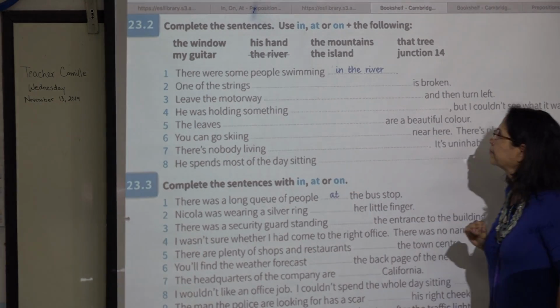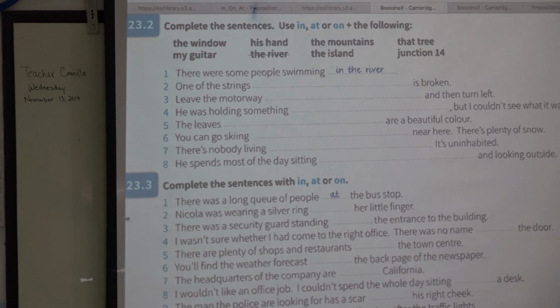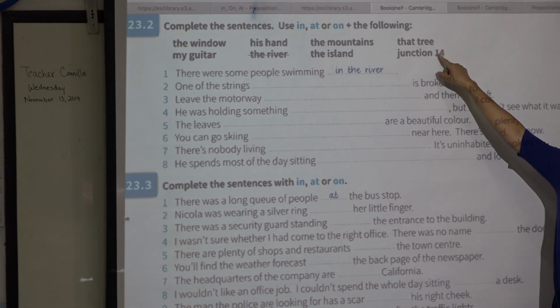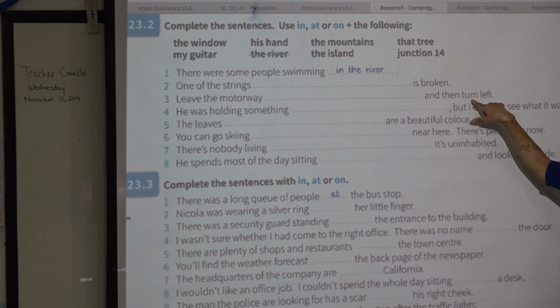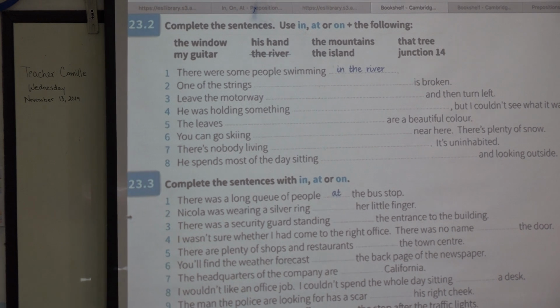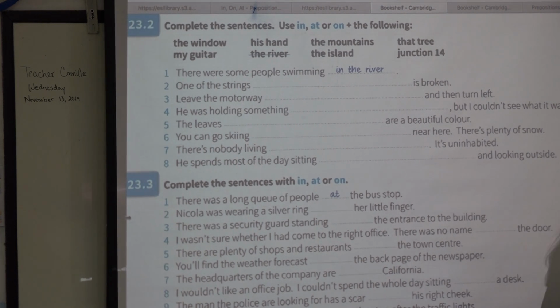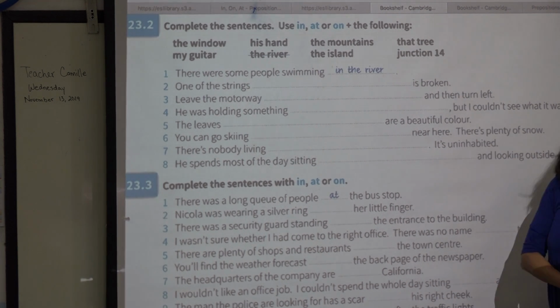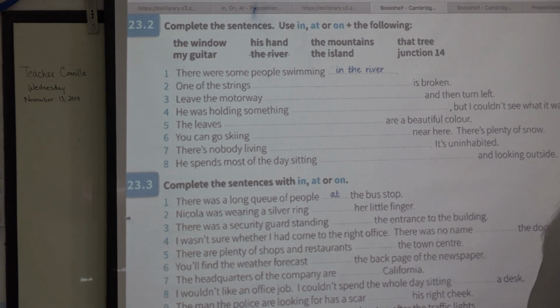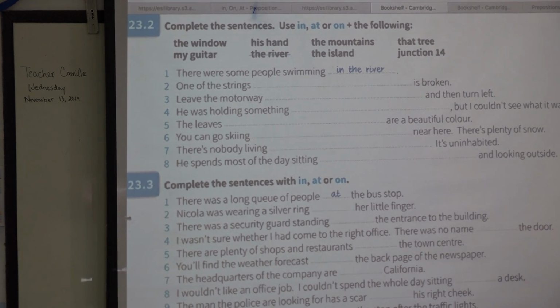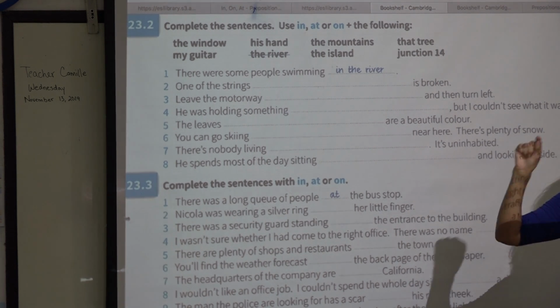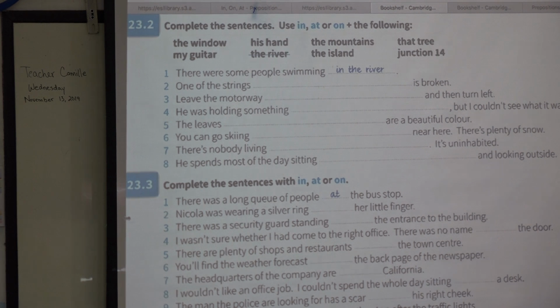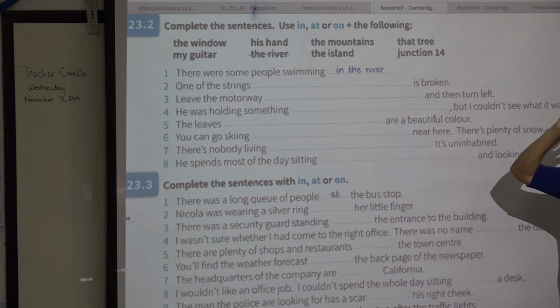What about number 3? Right, junction 14 means an intersection. This one isn't on here. Mr. Kostner, that one isn't in here, this particular one. It's different. Instead it says, there's something wrong with our car. We better stop at the next petrol station. That's in here. All right, what about 4?